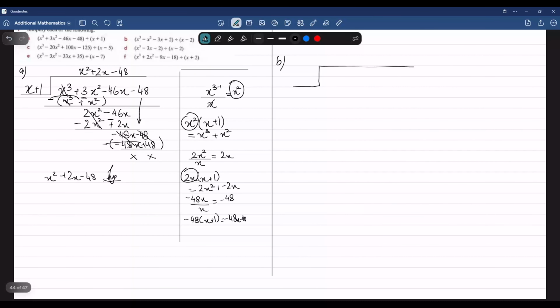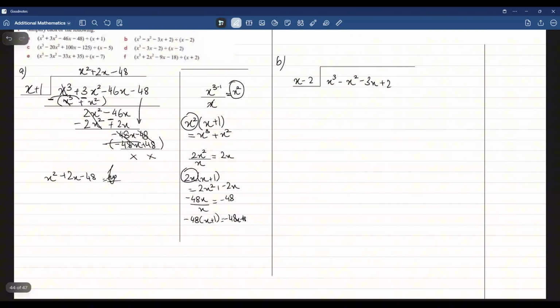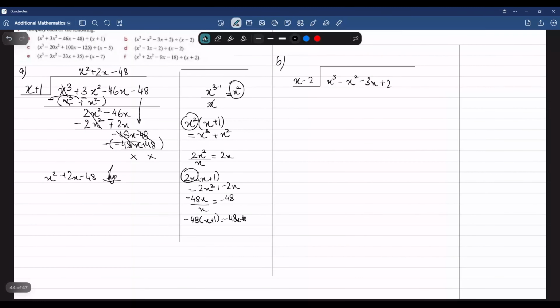What we're supposed to do is divide x cubed minus x squared minus 3x plus 2 by x minus 2. So x cubed minus x squared minus 3x plus 2. Okay, so now I'm going to just start dividing. For the first 2 to 3 questions, I'm going to go in detail, and then I'm sorry, but I have to go a little bit faster than usual. For this one, I'm going to explain a bit more than usual.